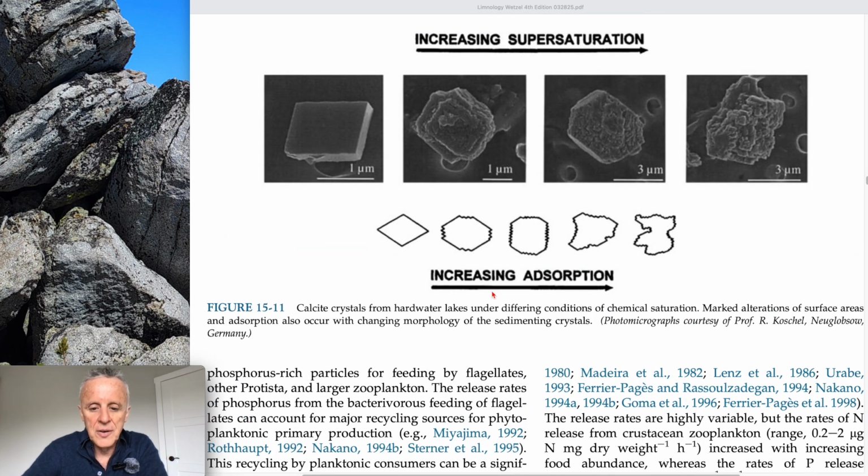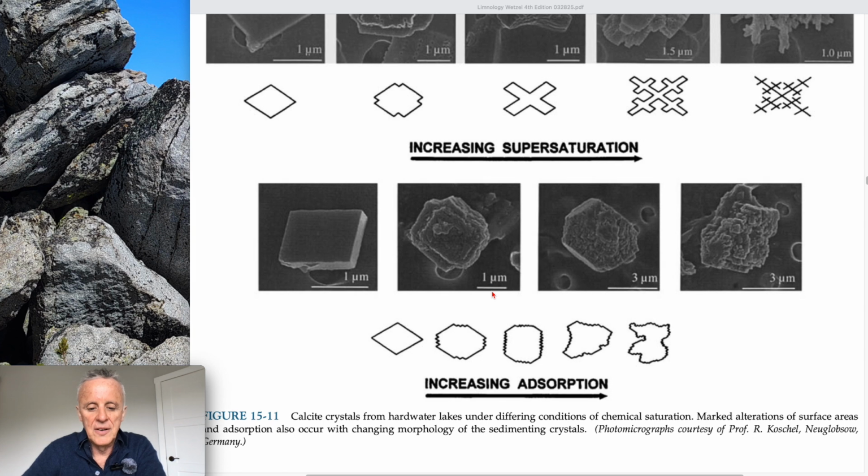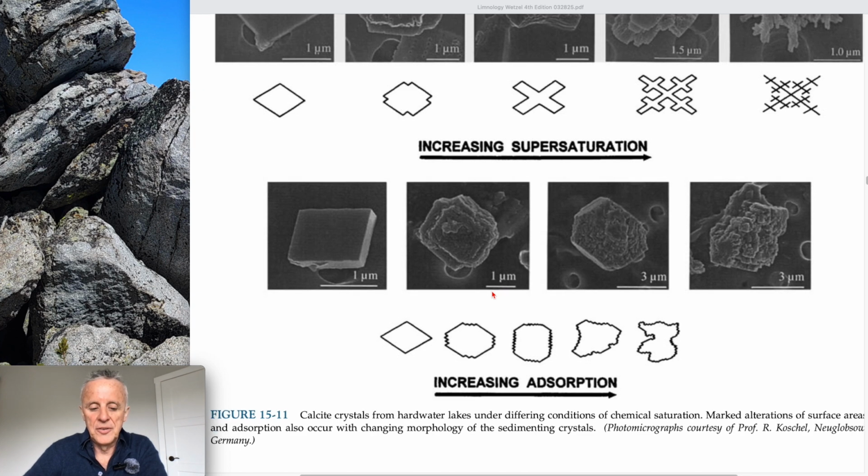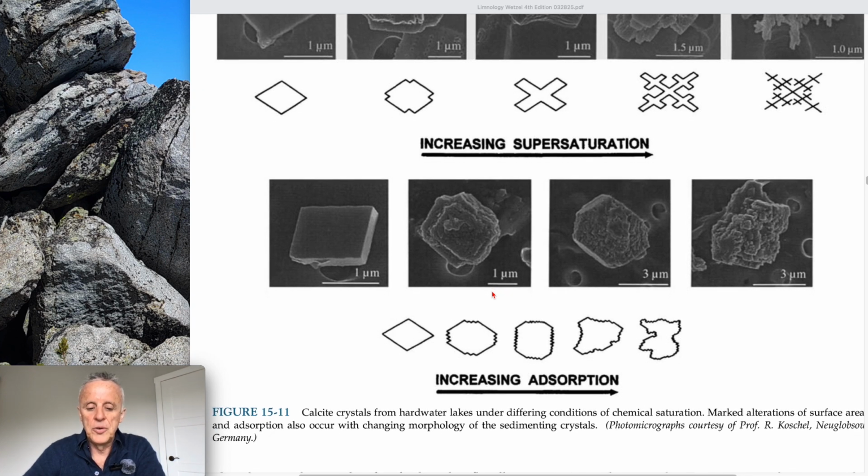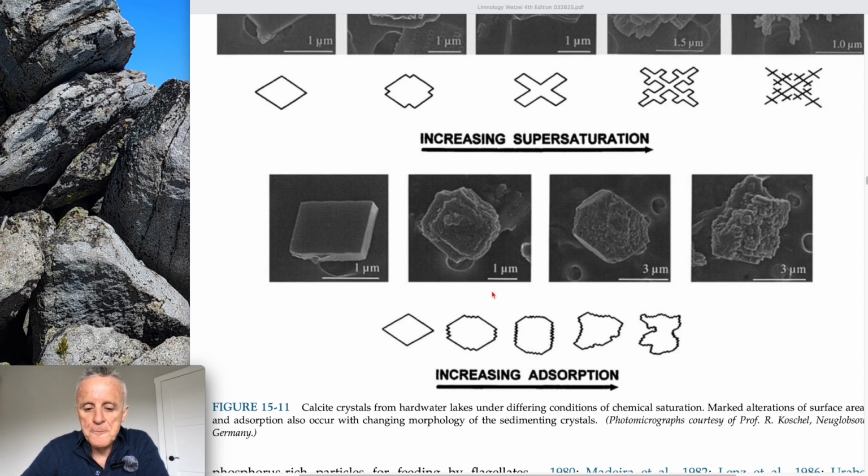So let's look at figure 15-11 here. Calcite crystals from hard water lakes under different conditions of chemical saturation. Marked alterations of surface areas and absorption also occur with changing morphology of the sedimenting crystals.